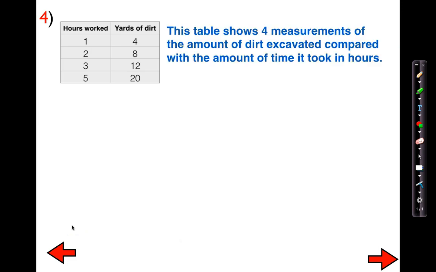Okay, number 4. It says, this table shows 4 measurements of the amount of dirt excavated compared with the amount of time it took in hours.